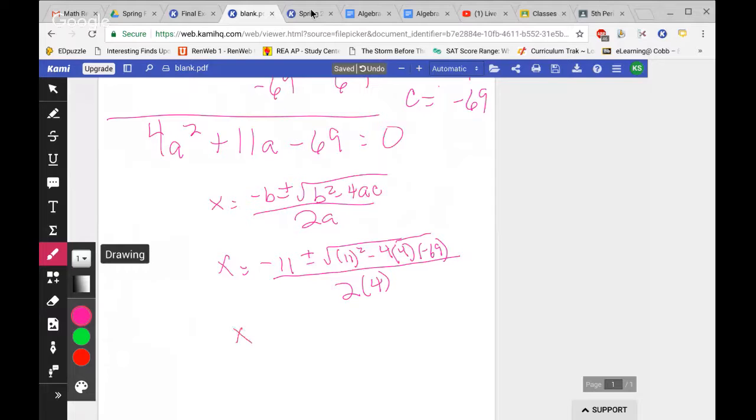Okay, so x equals negative 11 plus or minus, and then 11 squared is 121. And here's where you need to be really careful, guys. You want to watch your signs. So you've got a negative 4 because of the minus there, okay? Times 4 times a negative 69, which equals a positive 1,104, all over 8.